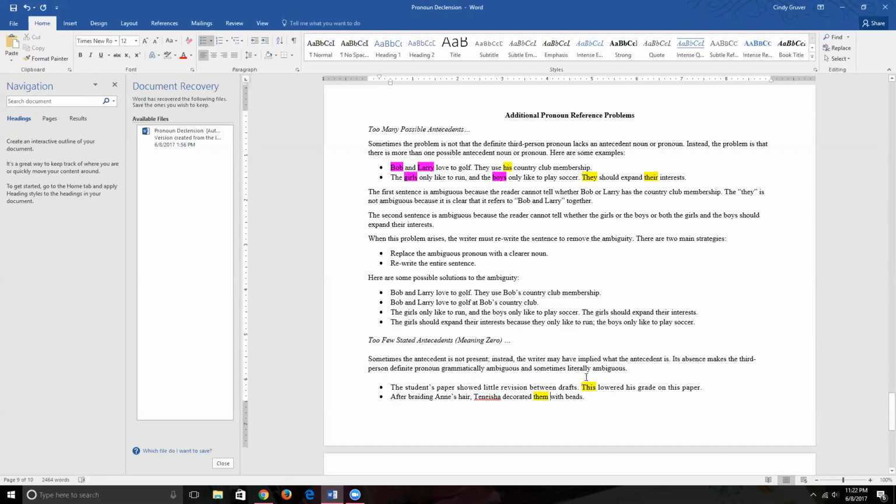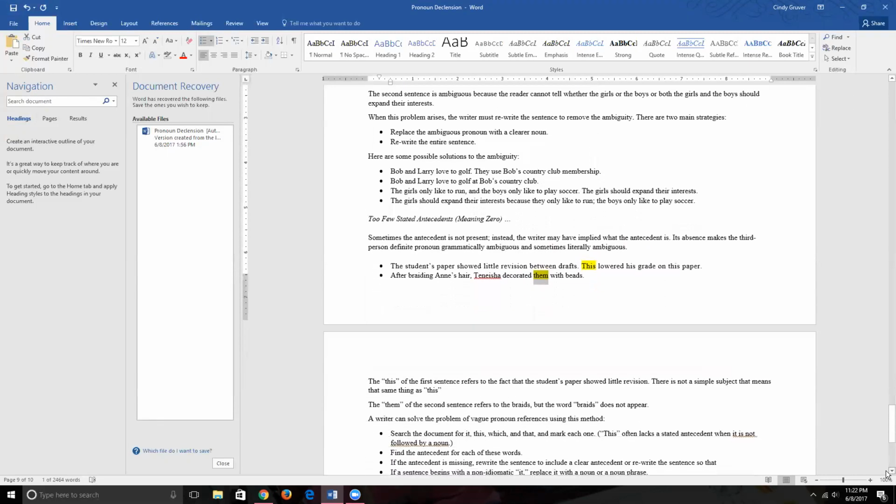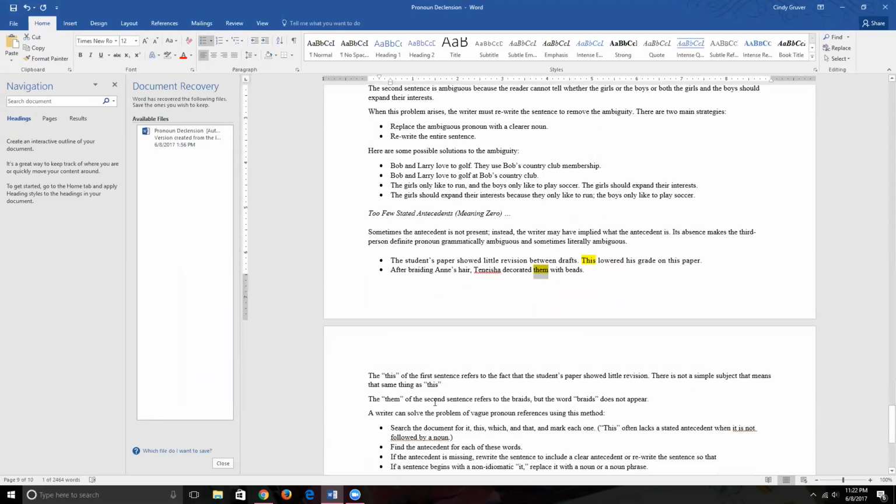It's not really a literal ambiguity problem. It's a grammatically ambiguous problem. But to a careful reader, it kind of screams at you. Okay, we've got a plural pronoun here, but we don't have anything plural in front of it. And so, yeah, we got a problem. Houston, we have a problem here. So anyway, we go through and talk about this.